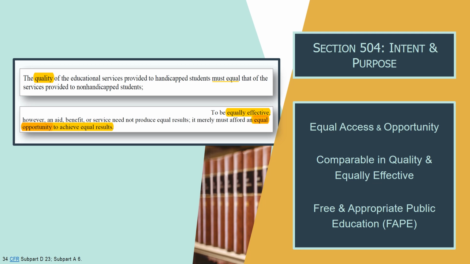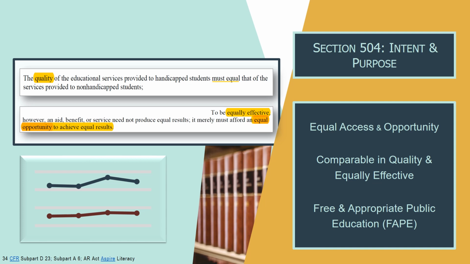There is no requirement for school systems to produce equal results, but rather they must afford an equal opportunity to achieve equal results. Gaps in student outcomes might be an indicator that students with disabilities served are not receiving an education comparable in quality or equally effective as their peers.